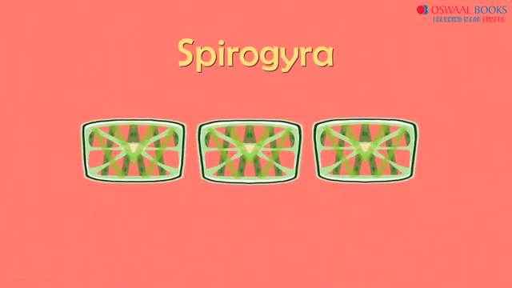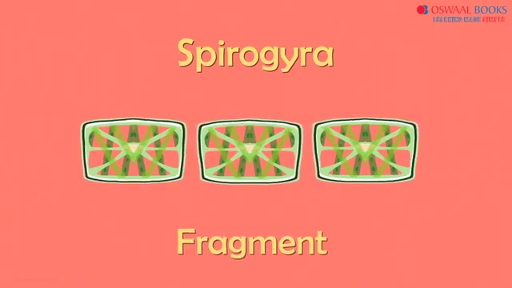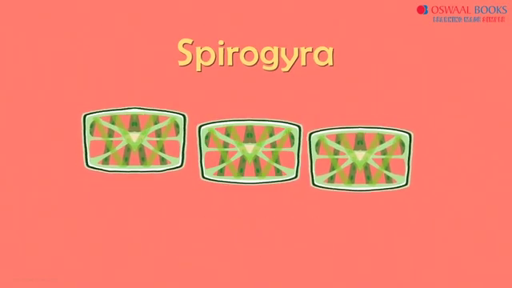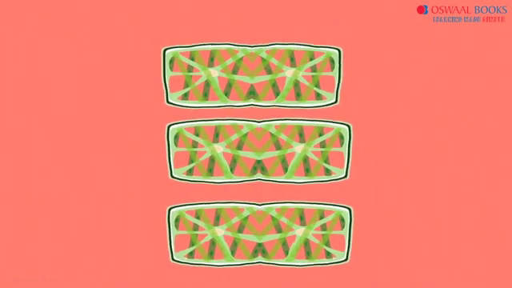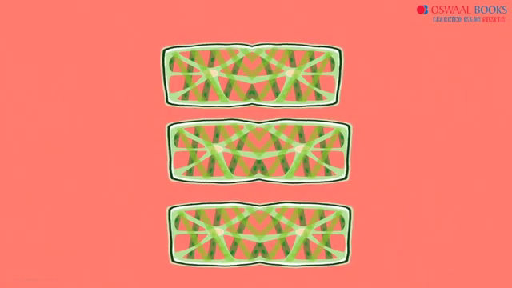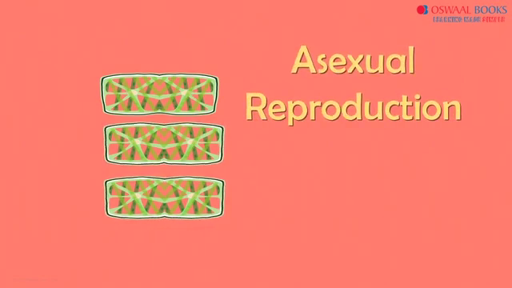Does it die then? Surprisingly, it doesn't. Each piece of the spirogyra is called a fragment. It would amaze you to know that each fragment after some time grows into a new spirogyra. So one single spirogyra multiplied to form several spirogyras. Do you know what this process is called? It's called asexual reproduction.